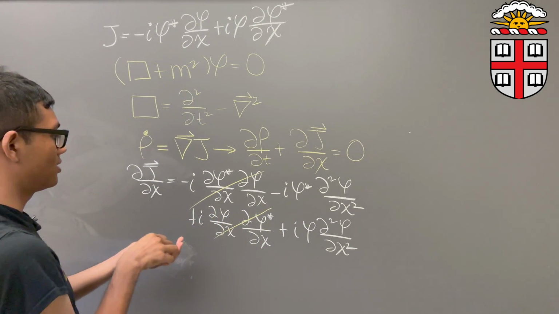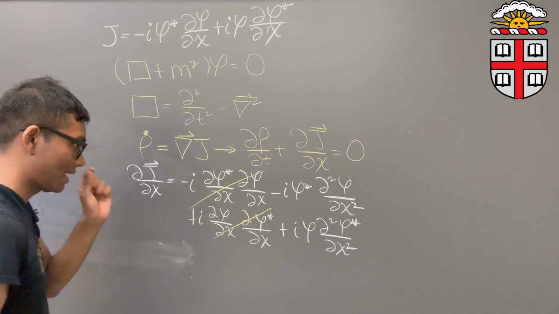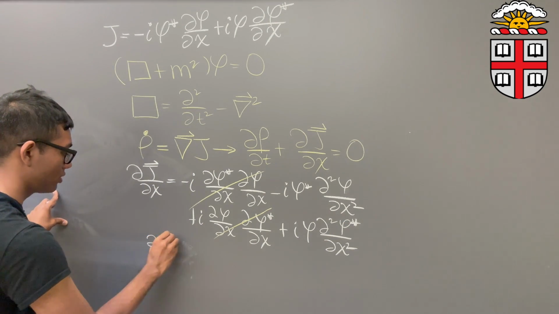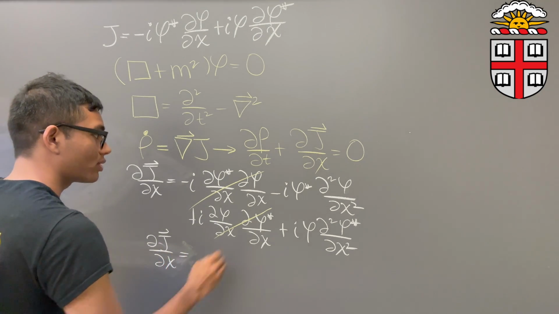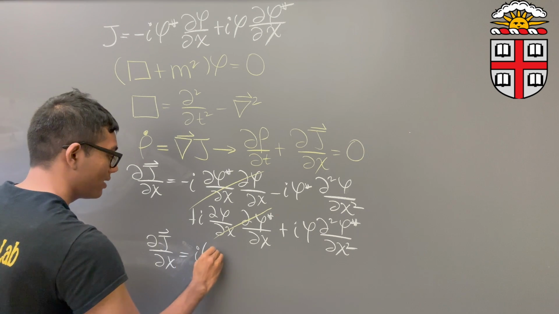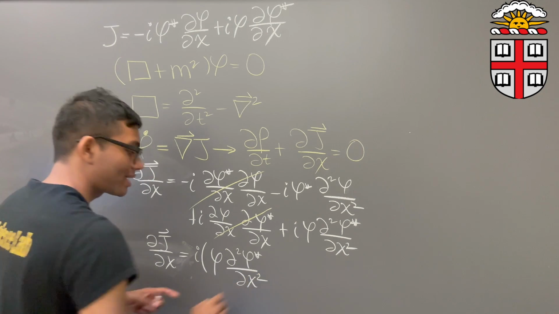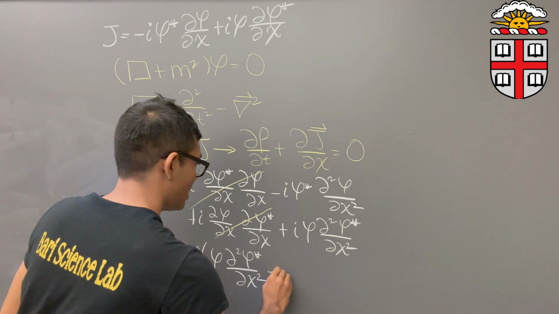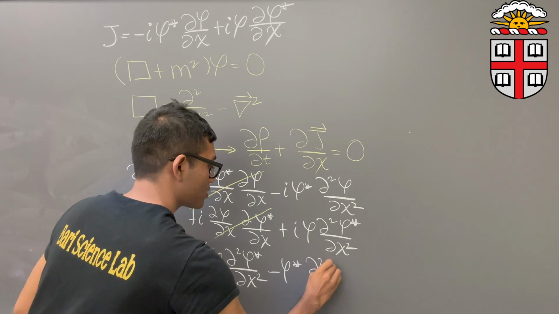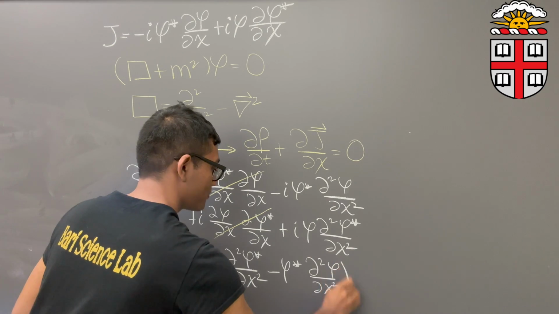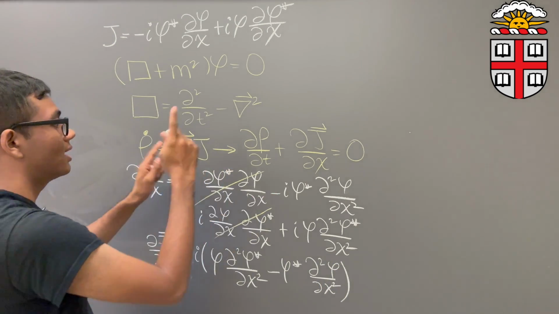I took the derivative of this the second time, so there should be conjugate right here. So that tells us that ∂j/∂x, the derivative of the probability current, is equal to, factoring out an i, ψ ∂²ψ*/∂x², that's my first term, minus ψ*, the psi conjugate, ∂²ψ/∂x². So I've got this whole thing, and now I'm going to plug it in right here.